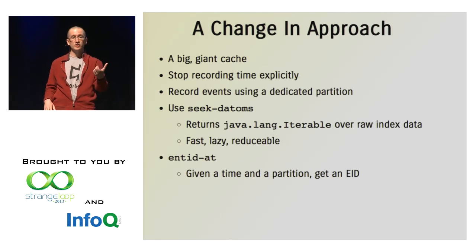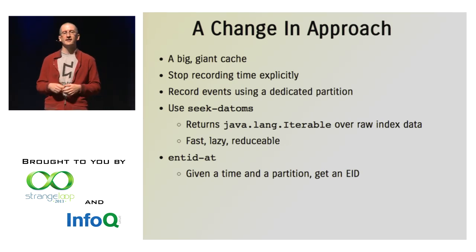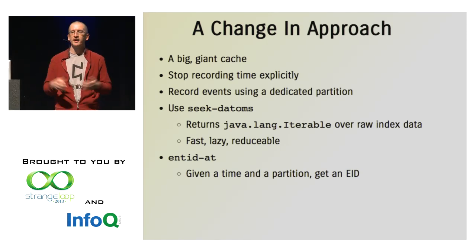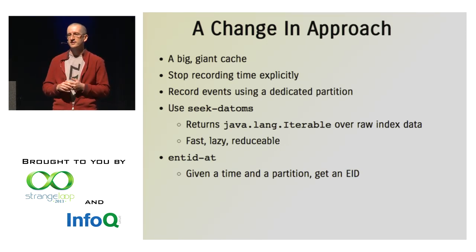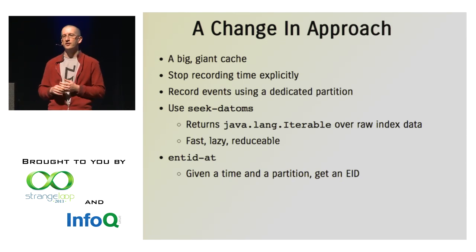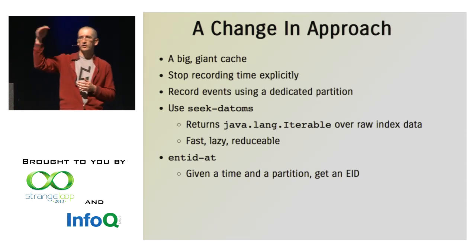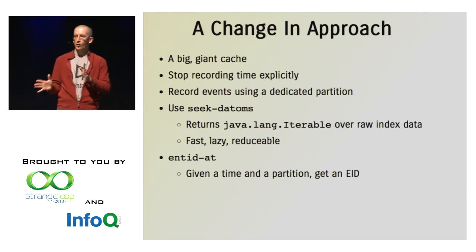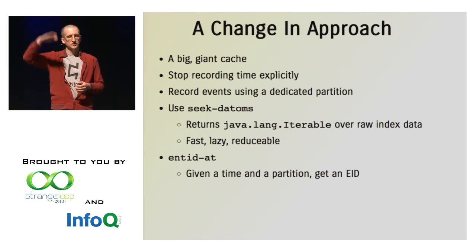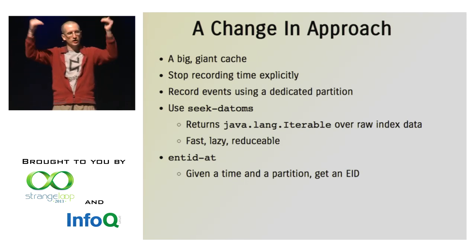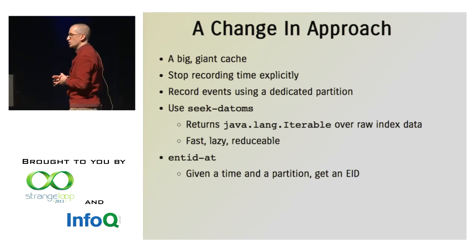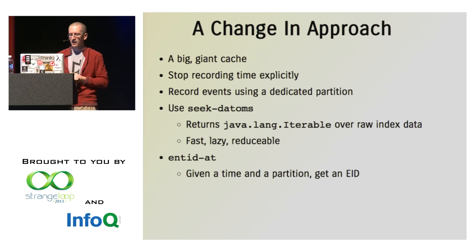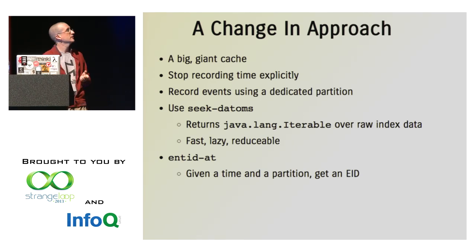So given a partition, which is essentially the high bits of the entity ID, and a time, and remember the low bits are a time-like component, it will fabricate an E value that we can say corresponds to, or is equivalent to or before, the very first event entity for such and such a date, which is what allows us to zip over the cache starting from an arbitrary date. So we can chop up our index by date, which is really handy.